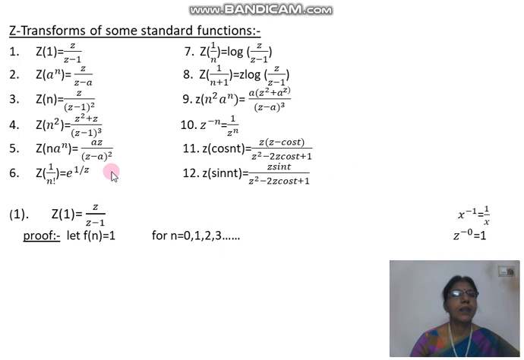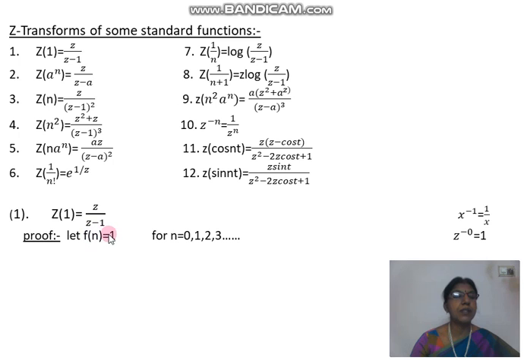Okay, now we see the proofs of these standard formulae. First, see the Z transform of 1 is equal to z by z minus 1. So the first formula: Z of 1 is equal to z by z minus 1. Let f of n is equal to 1. We are going to find the Z transform of 1.